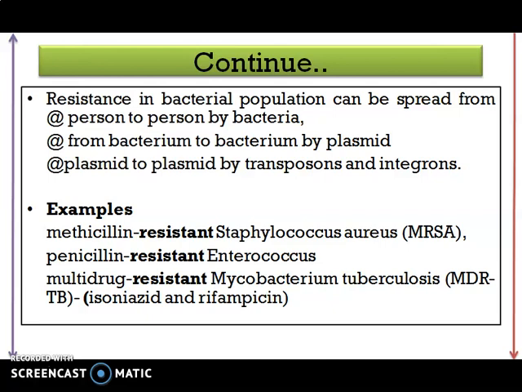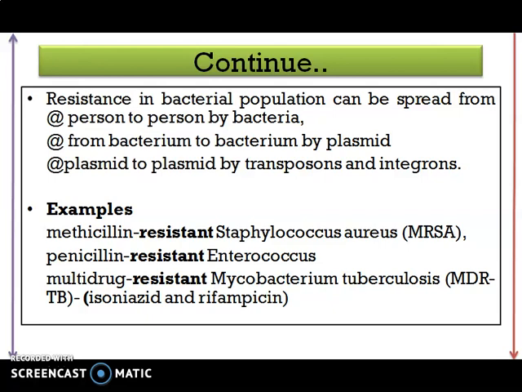One is penicillin resistant Staphylococcus aureus, MRSA, penicillin resistant Enterococcus, and third, multi-drug resistance, especially in the case of Mycobacterium tuberculosis, where the drug is isoniazid. So in the case of tuberculosis, combination therapy is used. So these are some major examples kept on the slide.